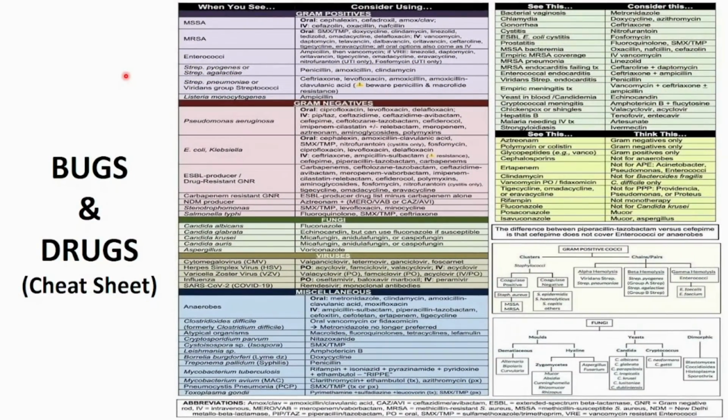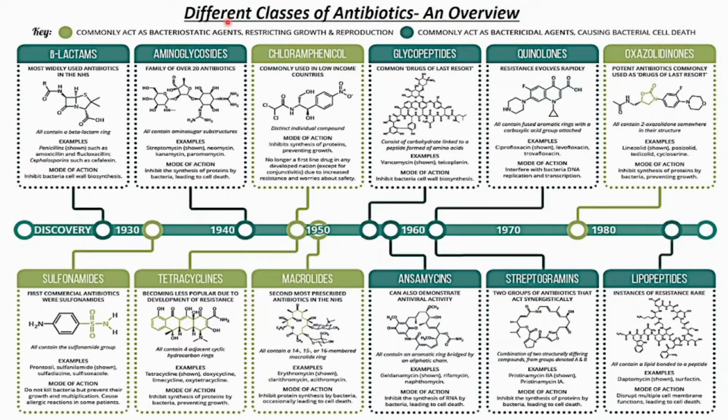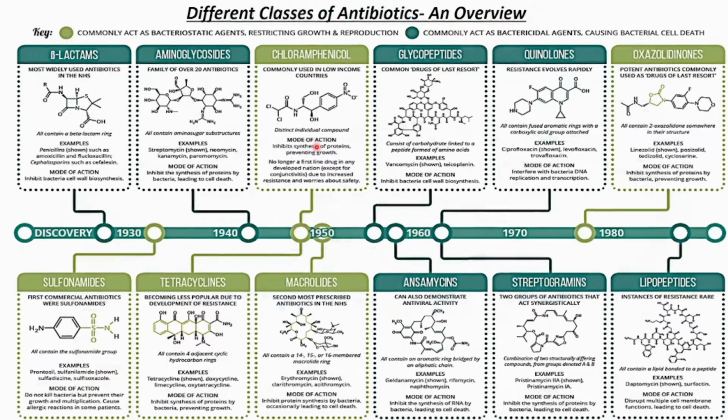These next 5 slides are for your board prep material. Here's a bugs and drugs cheat sheet. When you see this, consider using that. Here's a different slide depicting different classes of antibiotics, and this is a broad overview. There's 12 classes of antibiotics listed here and a timeline of their discovery. Different examples of each. Distinct modes of action.